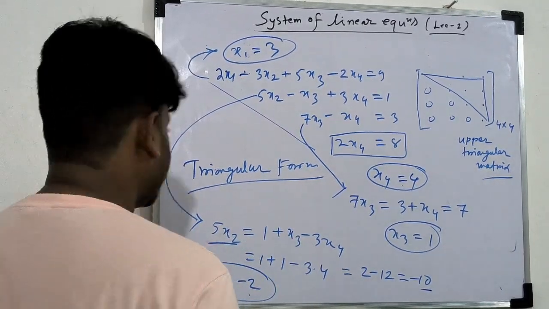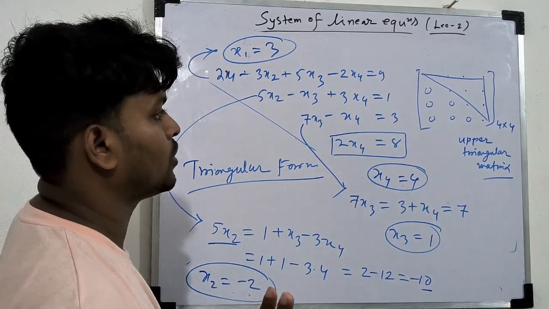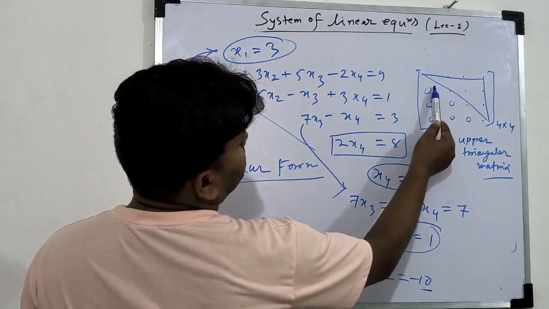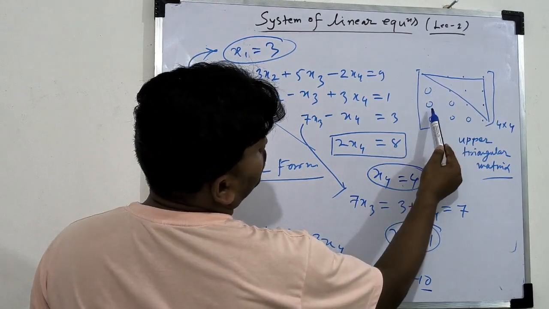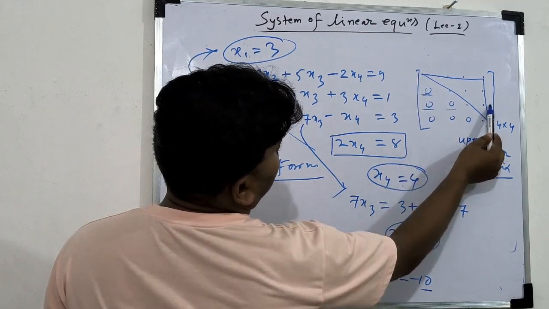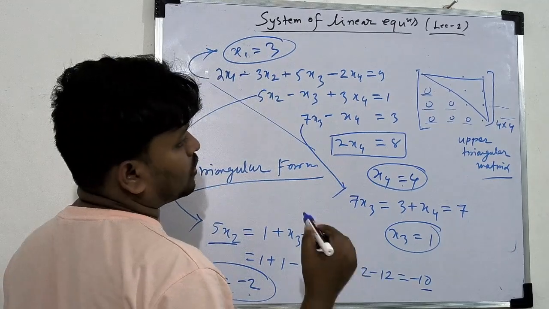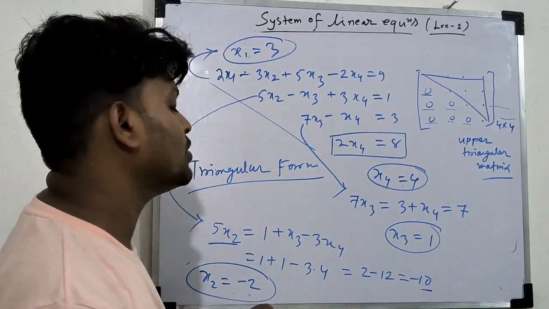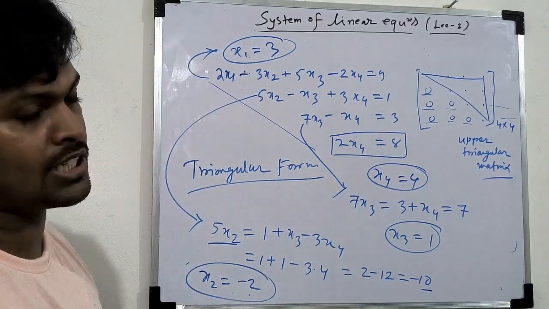So this is the Gauss elimination method. We have to eliminate x1 from the second equation, x1 and x2 from the third equation, and x1, x2, x3 from the fourth equation. So this is called the elimination method, and this is linked to the Gauss elimination method. We will discuss it later in the next lecture, that is system of linear equations, lecture 3.